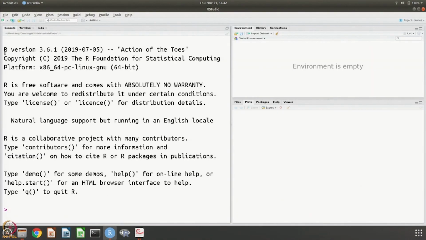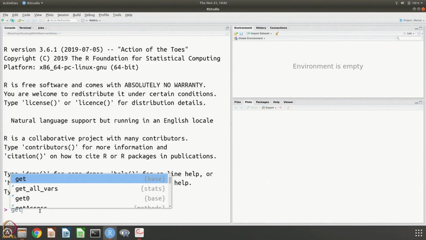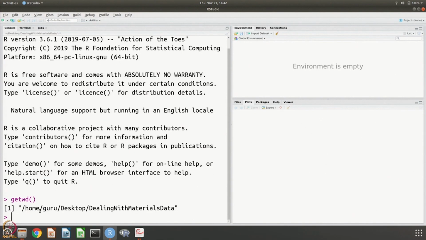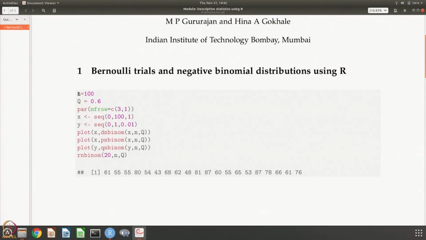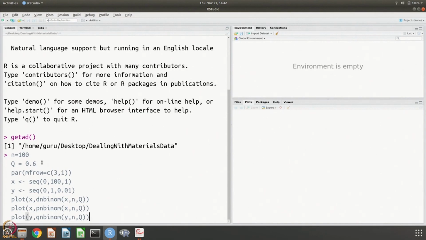As usual, we first have to check that we have the right version of R, and it is a good idea to know what the working directory is. Okay, so that is the working directory. Let us go through this script line by line. n is equal to 100 because that is the value for which we are calculating this negative binomial distribution, and q, which is the probability, is 0.6. And by now you know that this means we are going to have a set of 3 plots, and that is why it is 3 by 1.